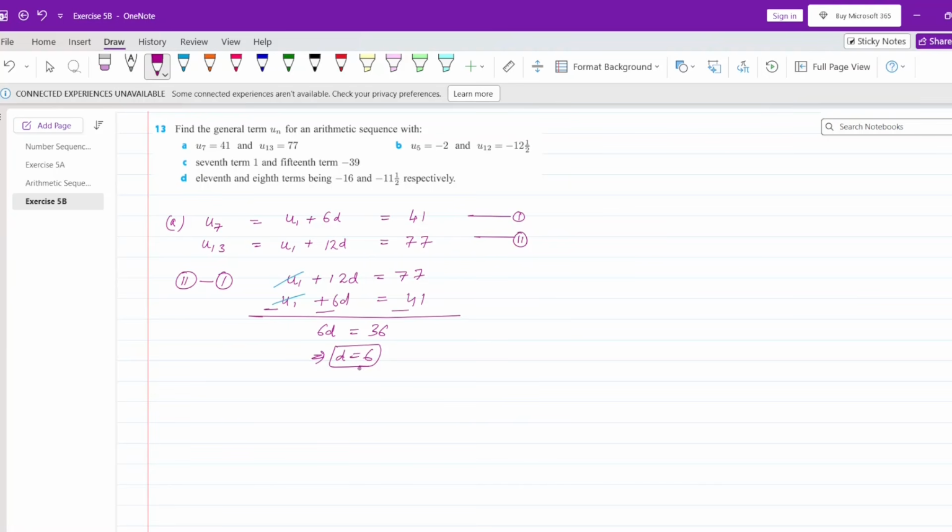Now substituting this value of d in equation 1, we get u1 plus 6 times d equals 41. So u1 equals 41 minus 36, that is 5. So we can say u1 is 5.